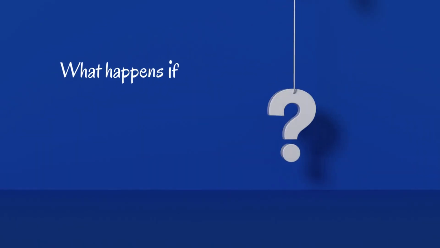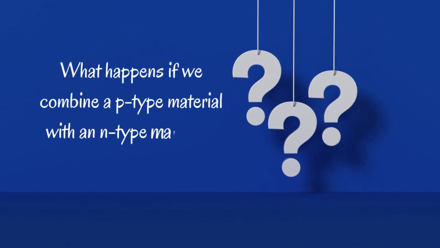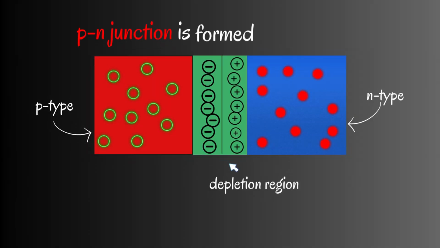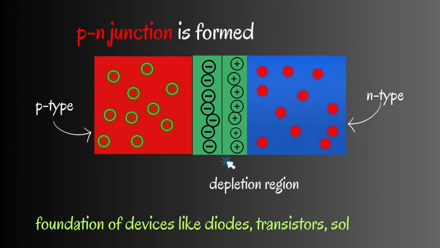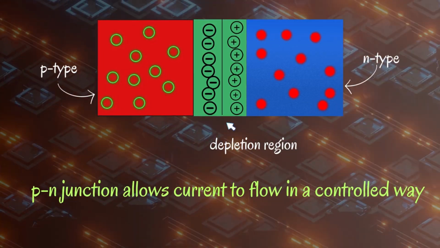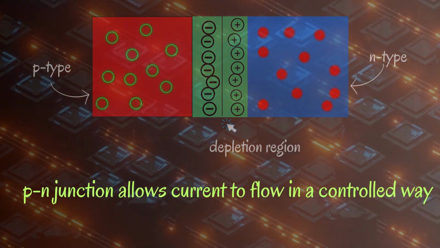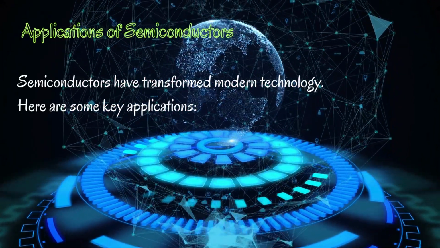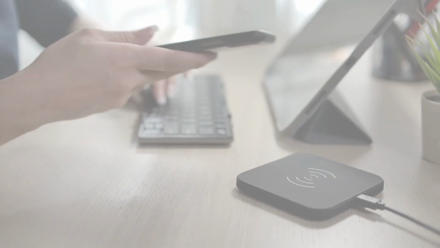Now, here's where things get really interesting. When we combine a P-type and an N-type material, we create a PN junction, the building block of electronic devices like diodes, transistors, and even solar cells. This junction allows current to flow in a controlled way, which is why it's so important in modern electronics. Okay, semiconductors are everywhere, powering the technology we use daily. Let's look at some key applications.